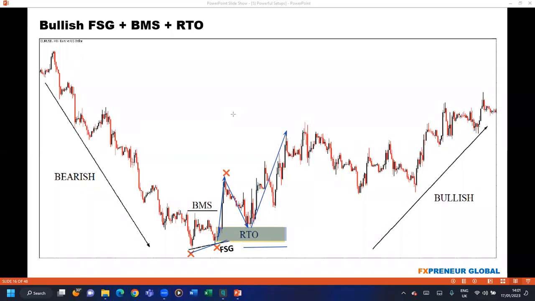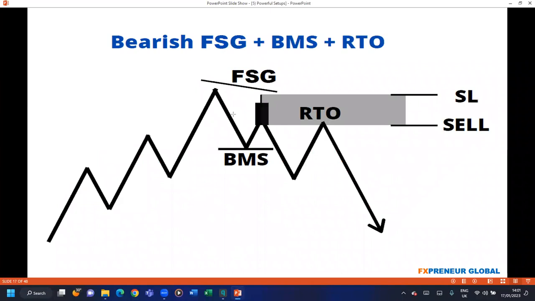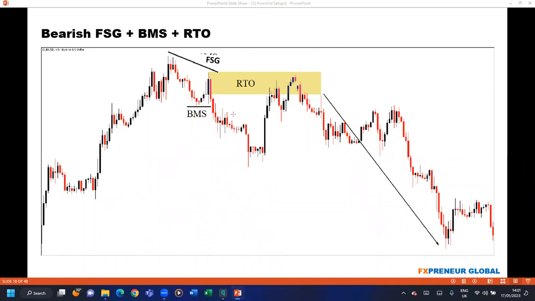This is for a bullish run, a bullish failure swing. Then we have a bearish failure swing, plus break of market structure, then a return to the order block. What do we have here? We have an initial high, then price fails to take out the high at this point. Then you have the failure swing.